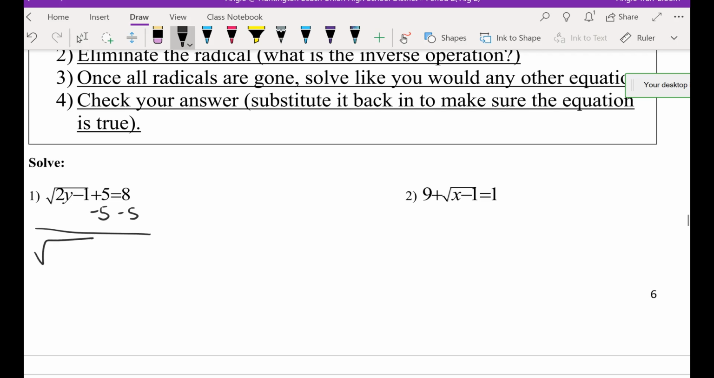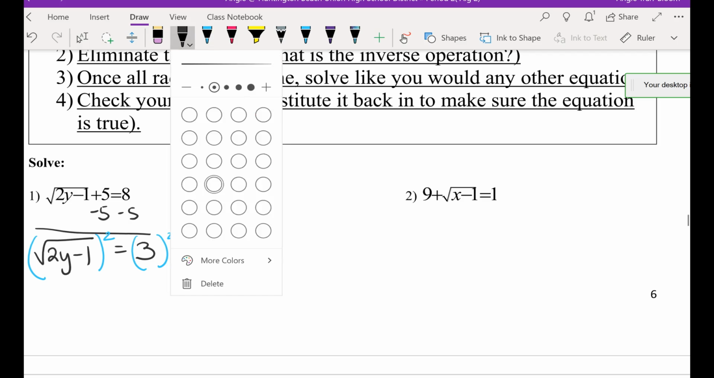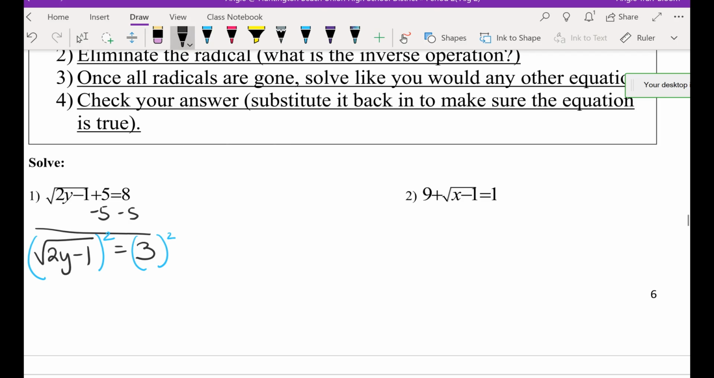So radical 2y minus 1 equals 3. How do we, Amanda, undo the radical? What's the inverse of radical? Yes. To undo radical, we are going to square both sides because what's the index, guys? 2. Okay. Now, Brandon N, what's happening on the left-hand side? If I square and then there's a radical, they cancel each other out. What's left?